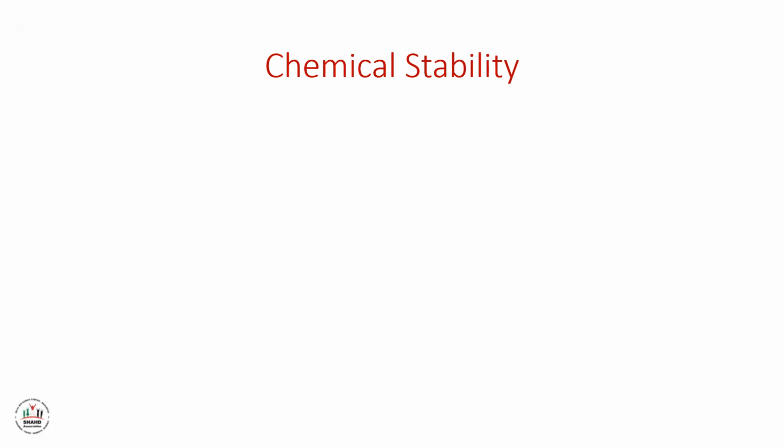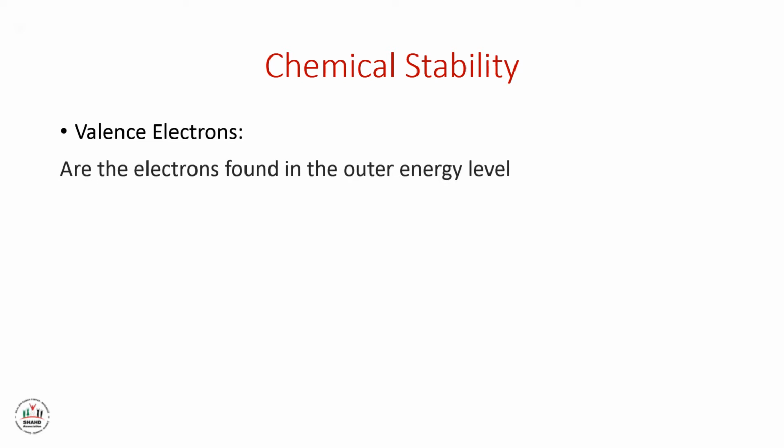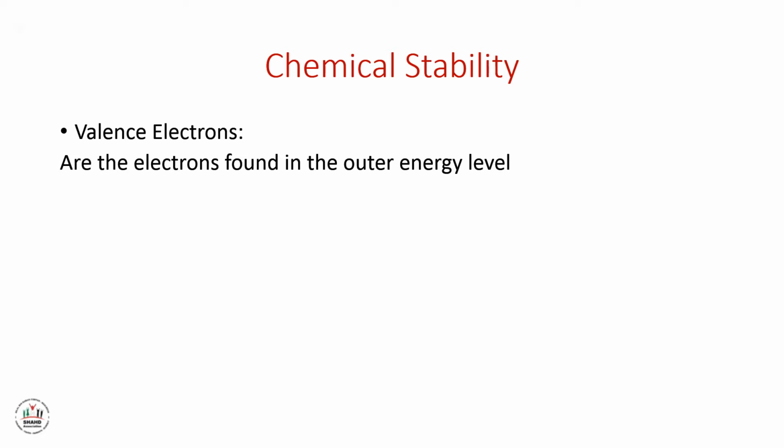Today, our lesson is about the chemical stability. But before we start, let's revise what the valence electrons are. The valence electrons are the electrons that are found in the outer energy level or in the outer shell.